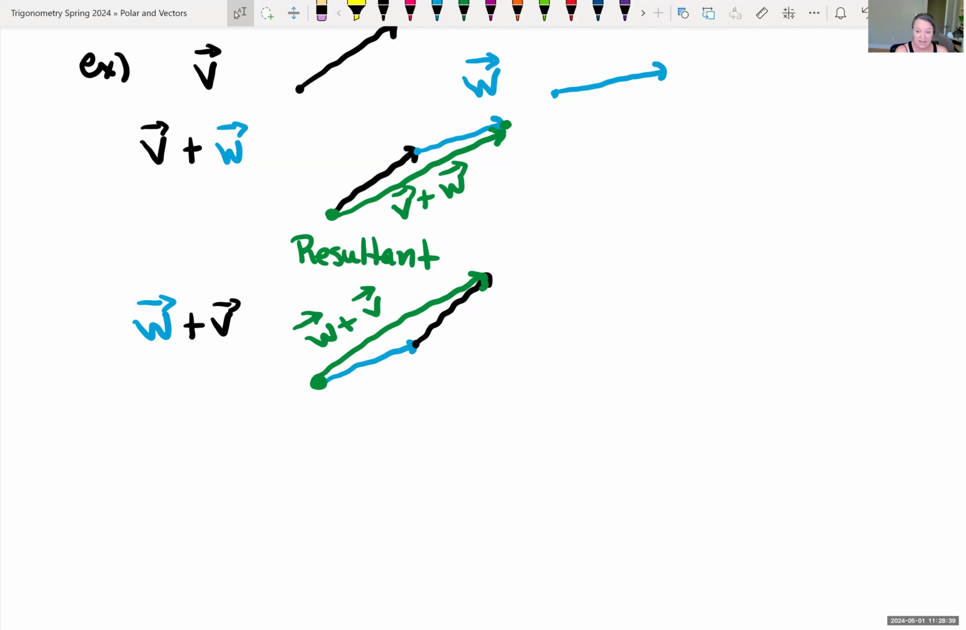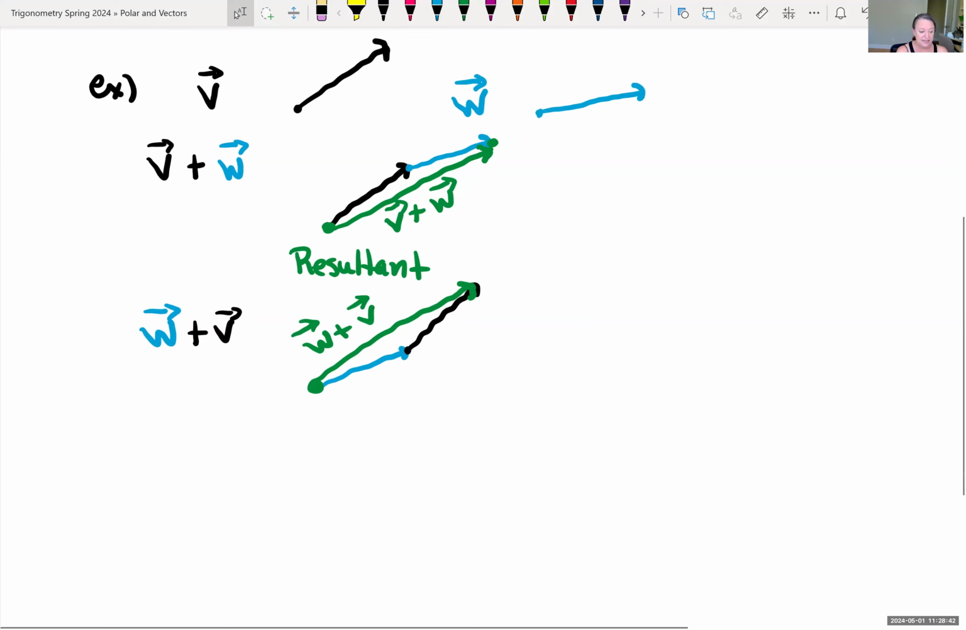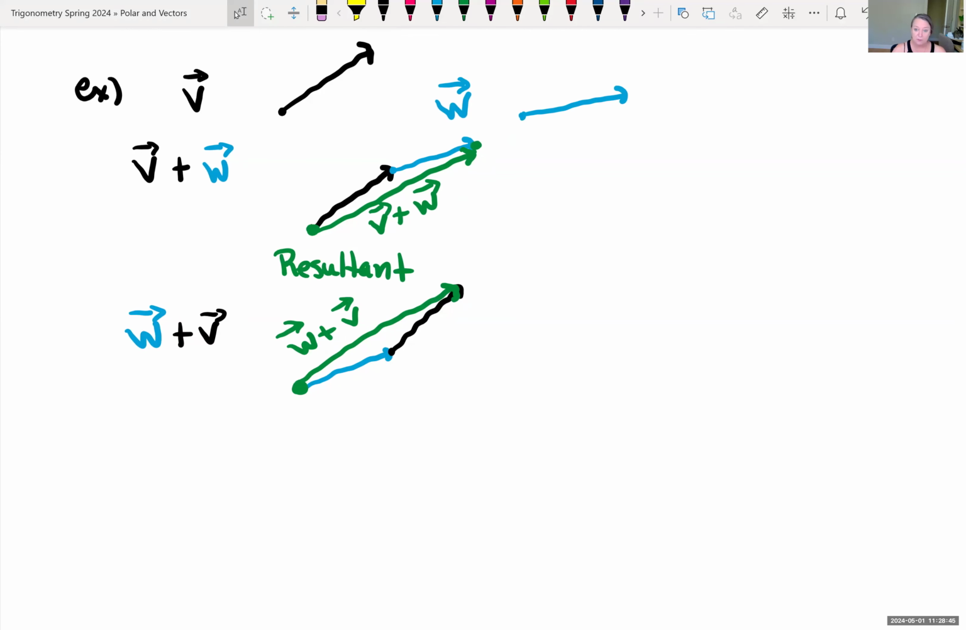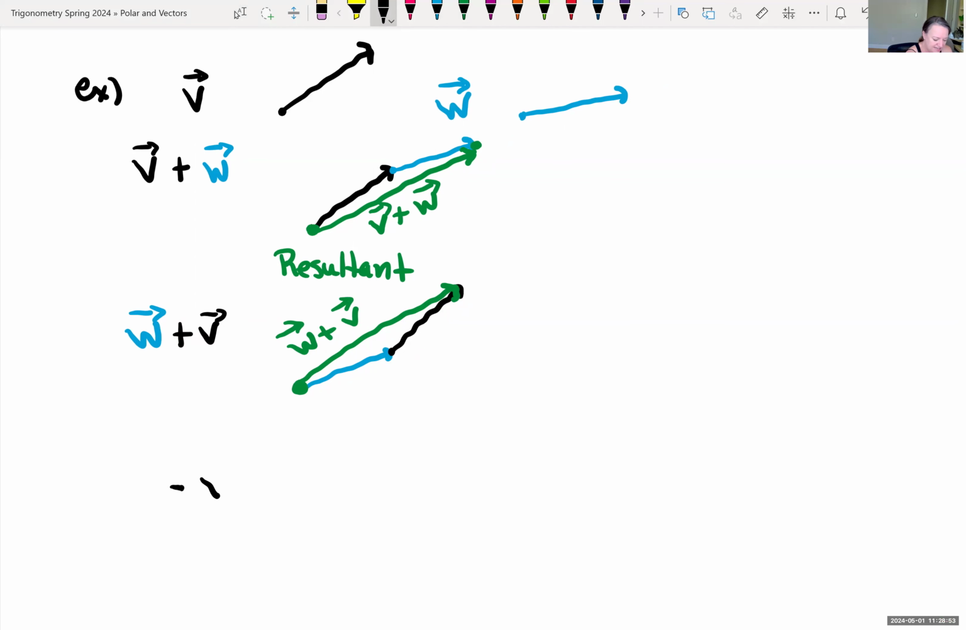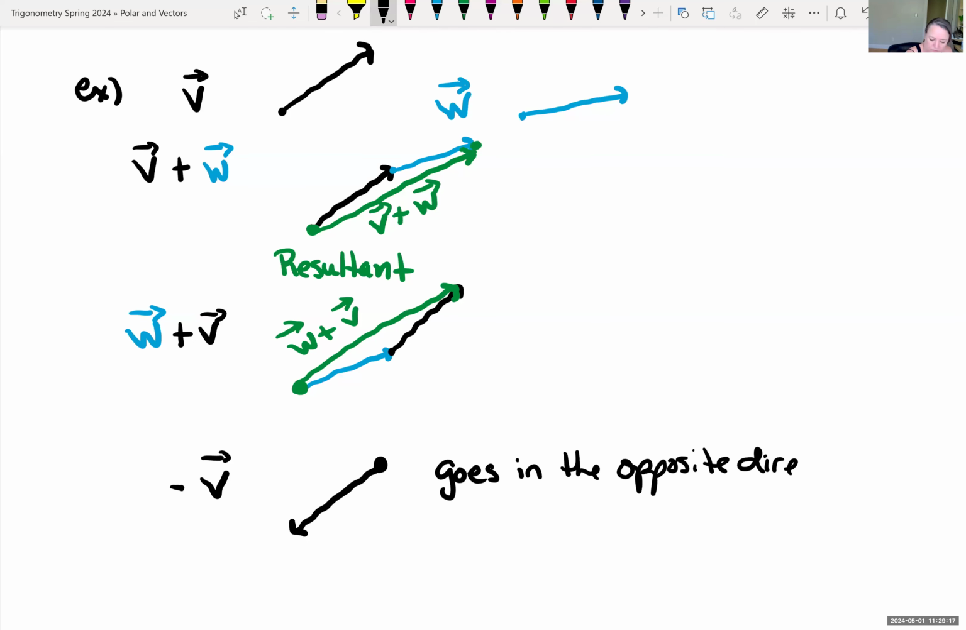If we were looking at the negative of a vector, basically it's the same length, but it's a reflection across the pole. If we're still looking at this as being v, and I was to look at negative v, instead it's going to be pointing downwards like this. So it goes in the opposite direction.